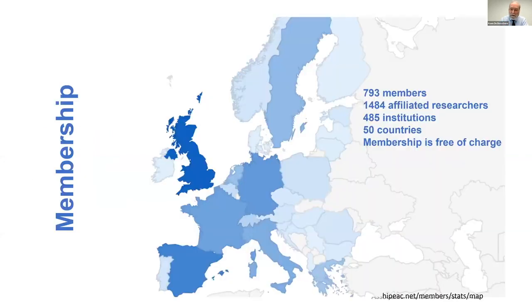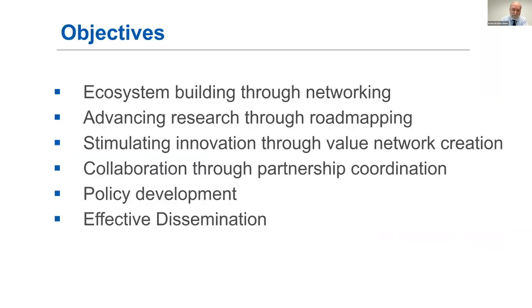Of course, we have some members that are active in these areas, but our core business is actually the system level. We have at this moment around 800 members, and they bring in their colleagues and students, so that's another 1,500. We have people from 500 institutions in 50 countries, of course all the 27 countries of the EU, but also some surrounding countries. And our membership is free. So we represent a community of around 2,200 people here in Europe.